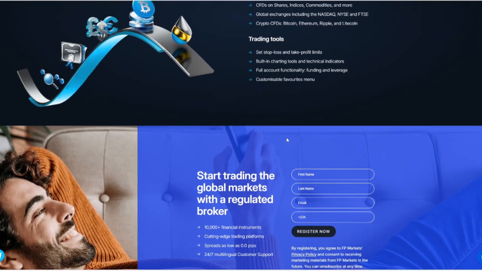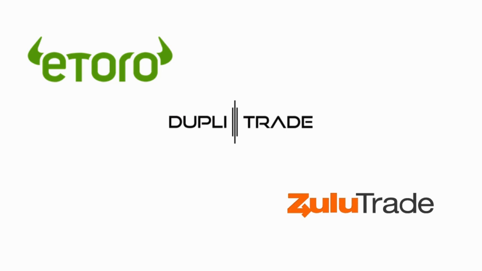If you're looking to try other alternatives, you may explore eToro, ZuluTrade, and DupliTrade.